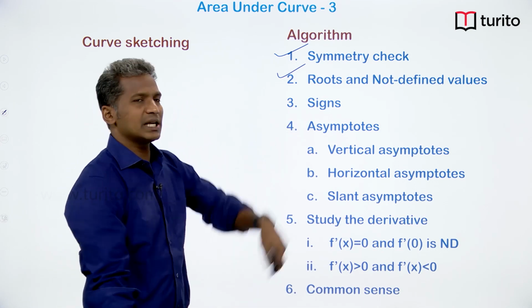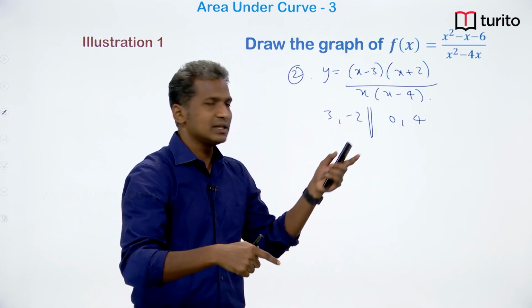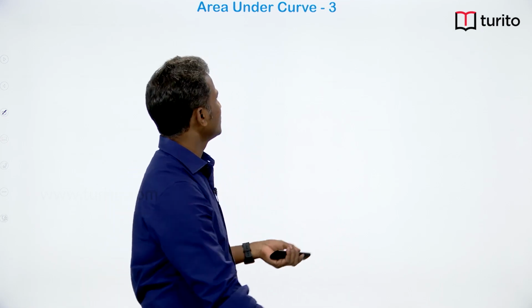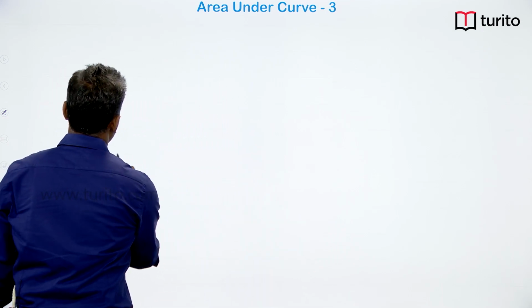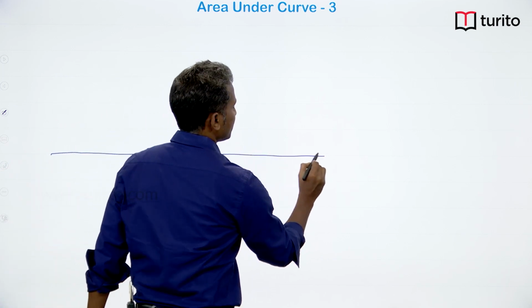Now, I have to put signs. To put the signs, I have to plot these numbers on a number line, right. So, let me just draw one x axis here. So, let us say that this is my x axis.